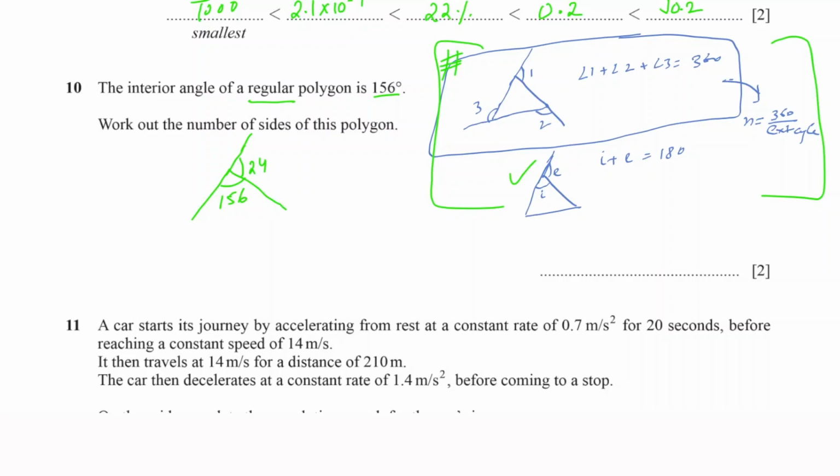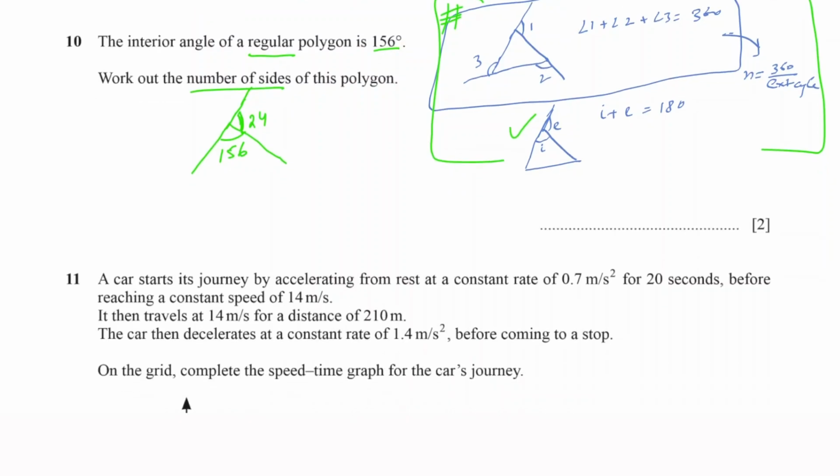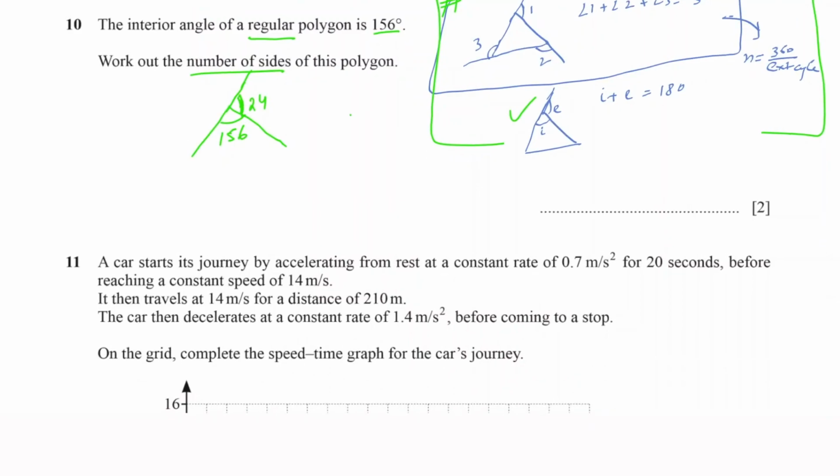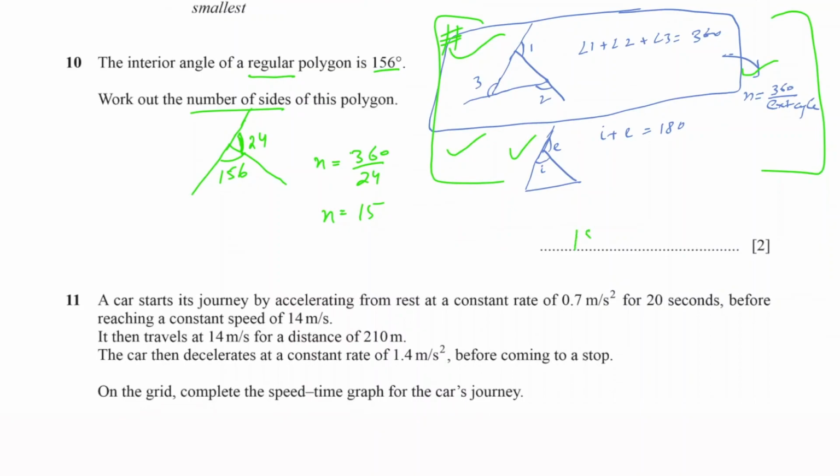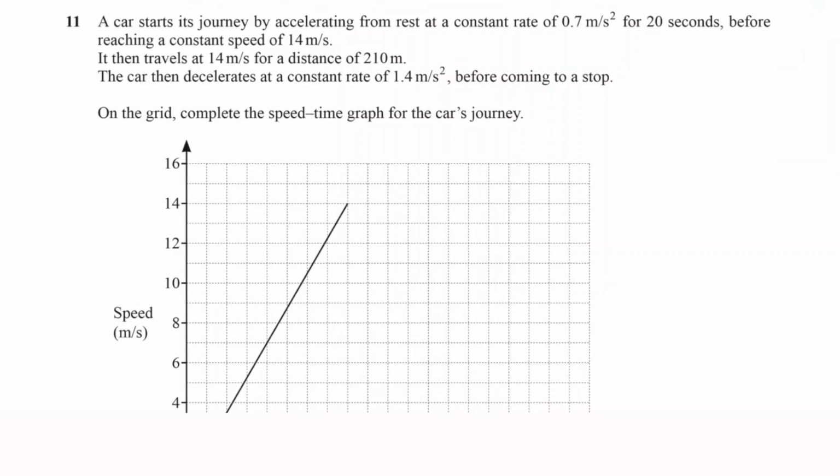Once I get the exterior angle, since I want to find the number of sides, as I told you, the sum of exterior angles will always equal 360 degrees. So if I divide 360 by 24, I can easily get the number of sides. If I divide in my calculator, I'll get the number of sides as 15. I hope you understand. You just have to remember these two properties to find the number of sides. So 15 is the number of sides of this regular polygon. So let's move.